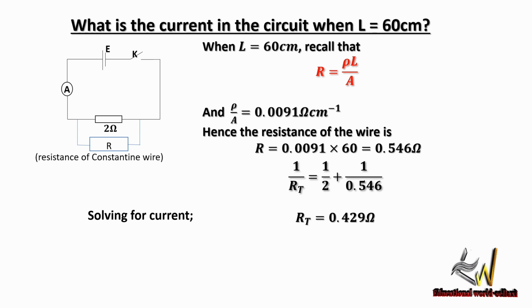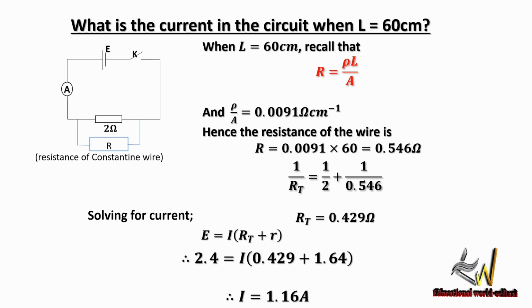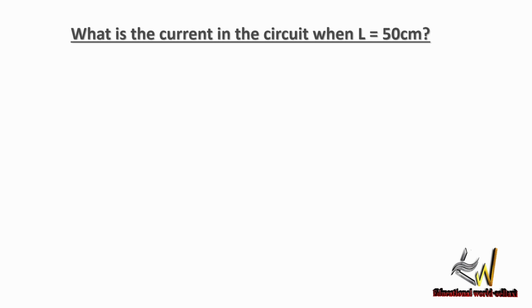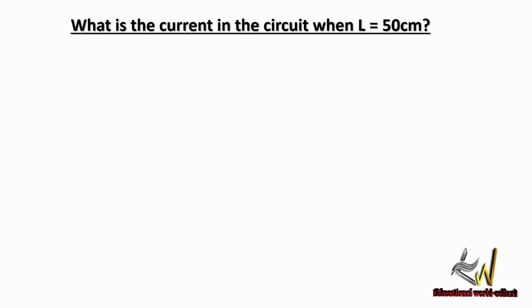So using that formula, that EMF is equal to current, open bracket, the total resistance in the circuit plus the internal resistance of the battery, I'm making substitutions where necessary and solving for the current in the circuit. We have that the current is 1.16 amperes. So we take that down. The same procedure goes for when the length of the Constantan wire is 50 cm. So the same steps are taken.